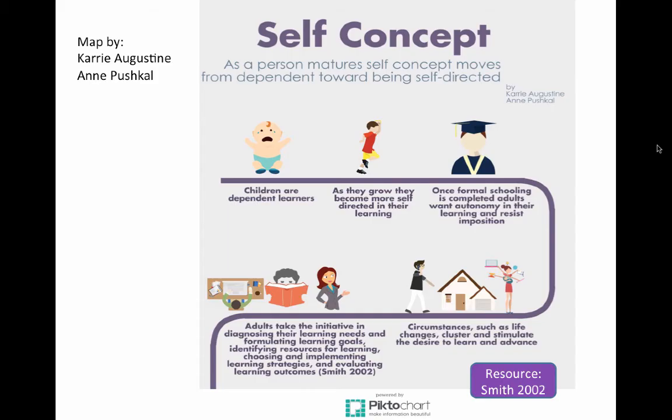The second self-concept map was constructed by Carrie Augustine and Ann Pushkal. They used a picto chart that shows how human beings move from dependent children to the end of formal schooling and adulthood. Then life circumstances like having children, working, and buying a home can cluster to form a trigger event that makes the adult initiate learning.